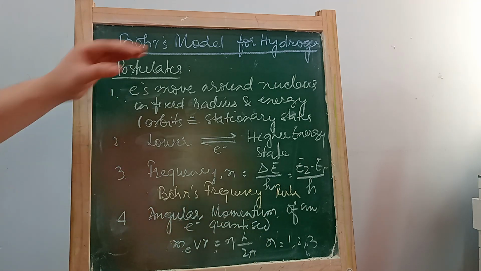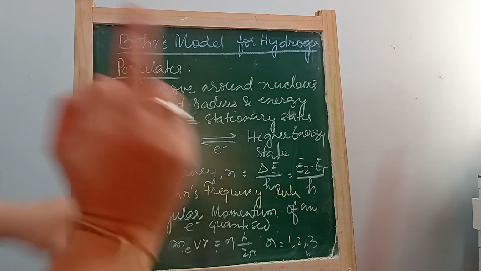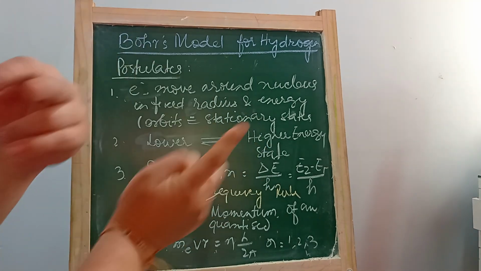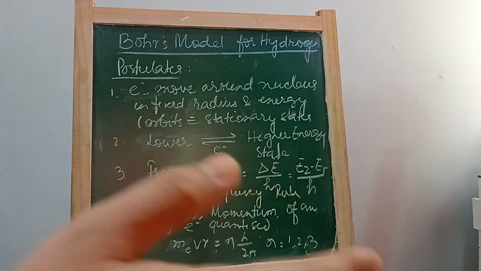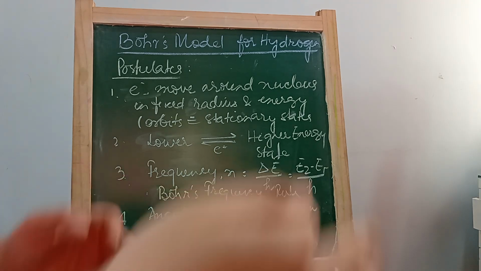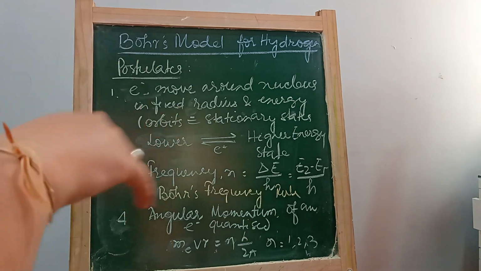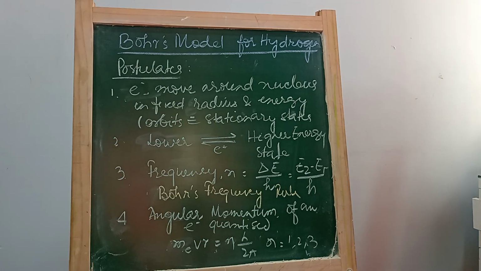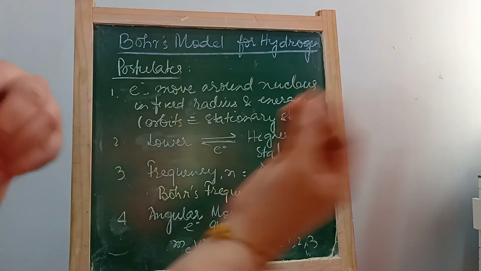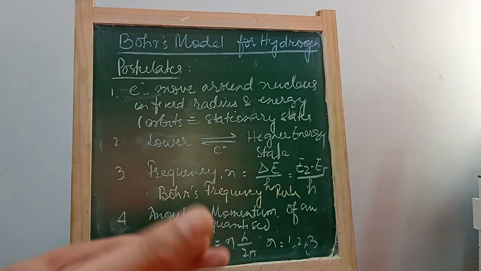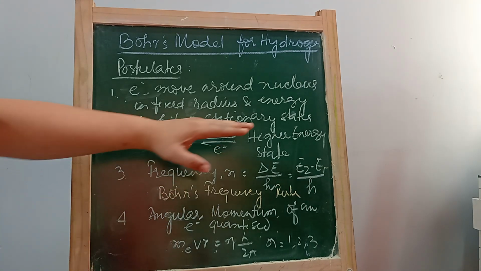The four postulates of Bohr's model for the hydrogen atom are: number one, the electrons move around the nucleus in a fixed radius. It's not like they will move in any path. They will be moving in some fixed path of some fixed radius, and those are called orbits. While moving in those orbits, they will have a fixed energy. So the energy and the radius of the electron while moving around the nucleus is fixed. It will have either this value or that value. It is quantized.